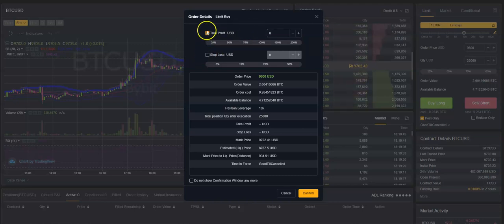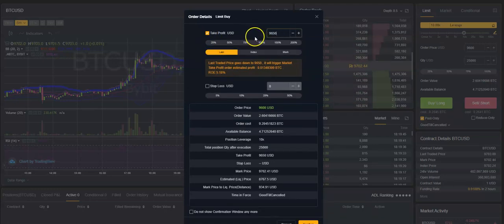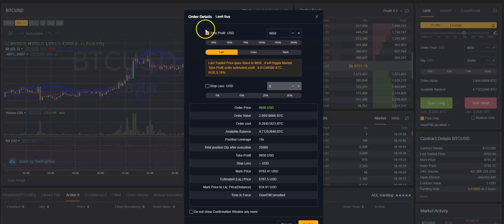So if you want it to automatically take profit, let's say at 9,650, so it's about $50 above the price that we are entering the market at, it'll tell you the estimated profit. It will be less than this. The reason why is because when you do a take profit, it triggers as a market order rather than a limit order. And a market order charges you a fee for being a taker of the market. If you do a limit order, it would actually pay you a commission.